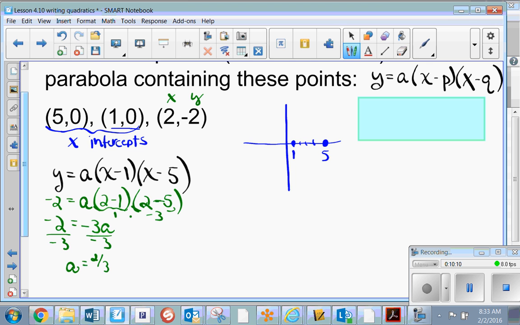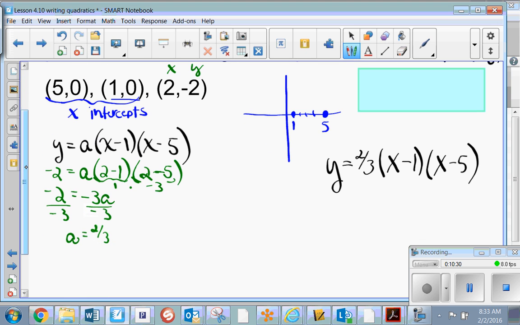Good? So to put it back into the equation for my final answer, it's going to be y equals a, which is 2/3, times x minus 1, x minus 5. Needed it in factored form, right? Yep, factored form. So got it in factored form. 2/3 times x minus 1 times x minus 5. So these are all 3 factors. Good?